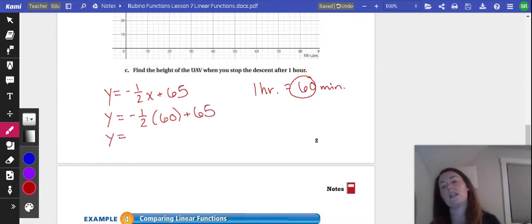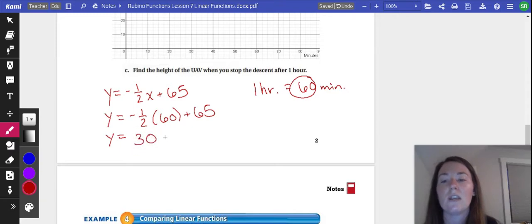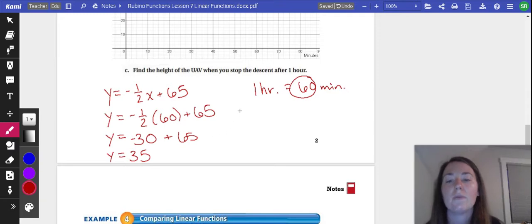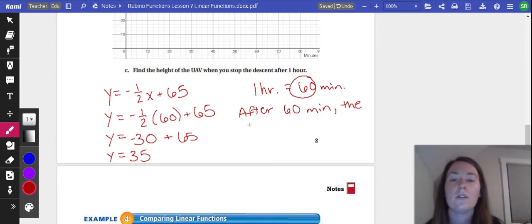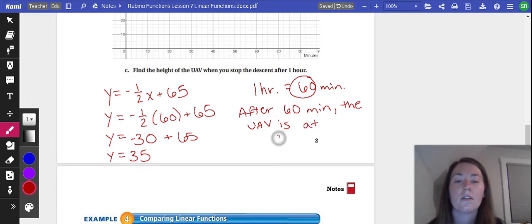And I will multiply first. -1/2 times 60 is -30 plus 65. And we get y equals 35. Now remember that height is in thousands of feet, so I would say after 60 minutes or after 1 hour, the UAV is at 35,000 feet. And that's it.